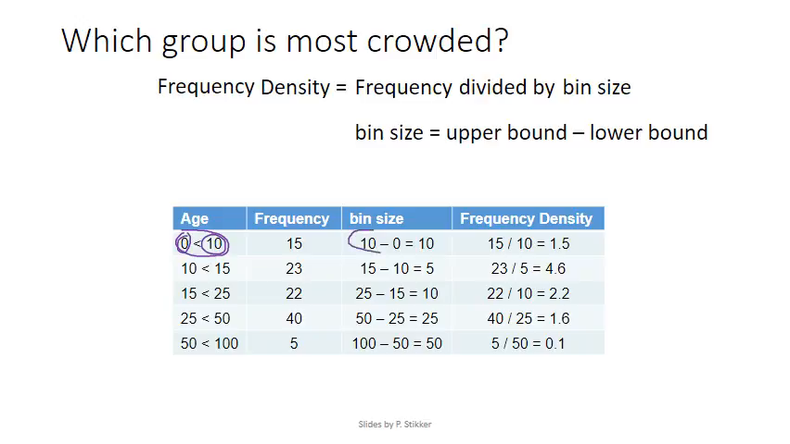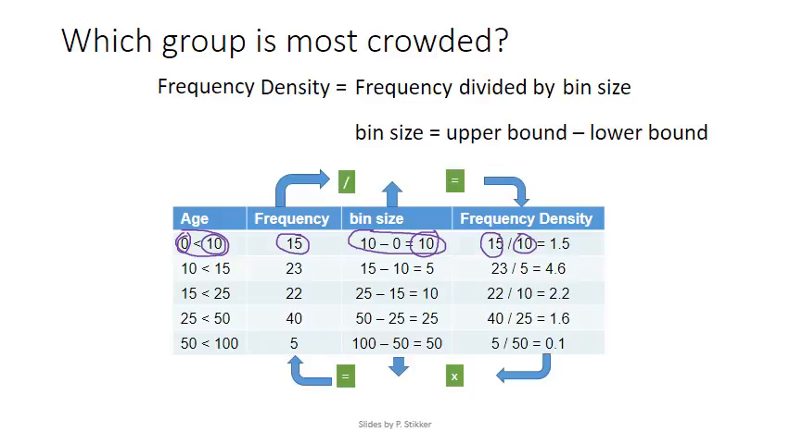So the bin size becomes 10 minus 0 equals 10. We're given that the frequency is 15, so the frequency density is that 15 divided by the bin size, and that gives us 1.5. In general, you can say you take the frequency divided by the bin size and you get the frequency density. If need be, we can also reverse this process.